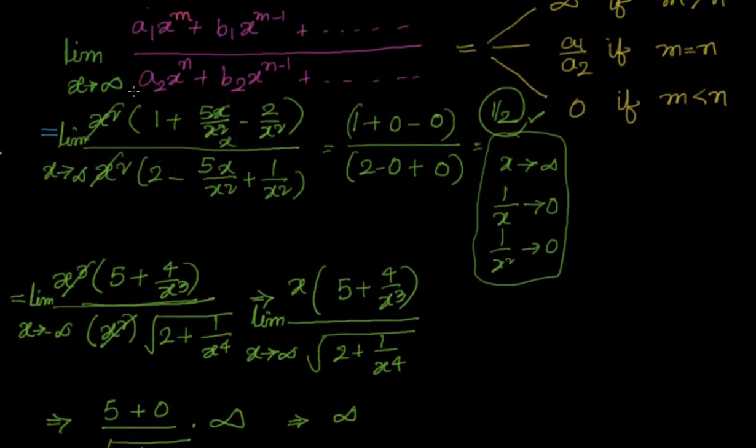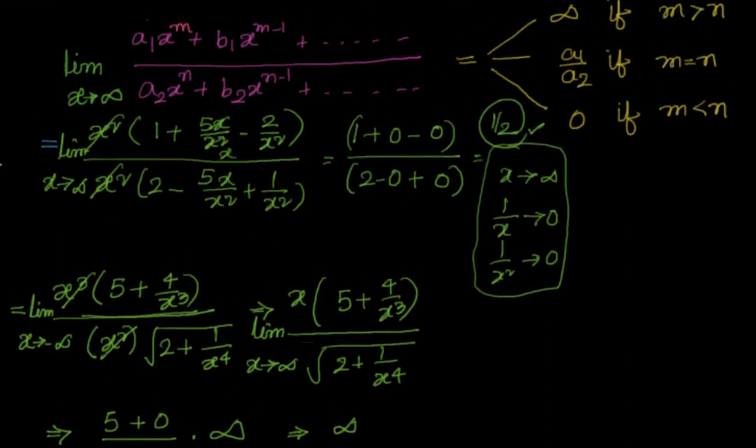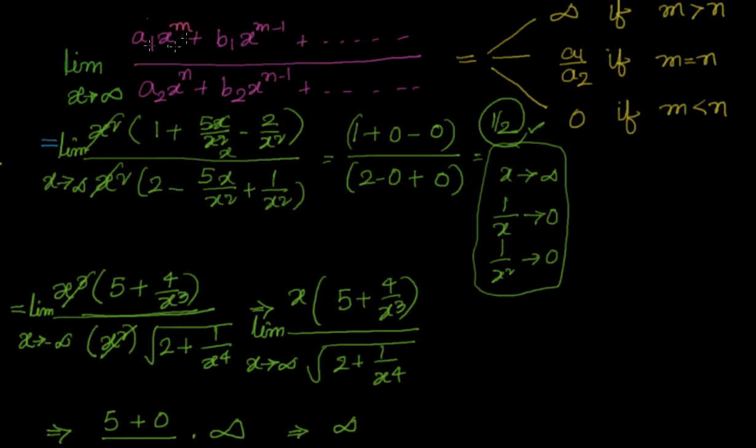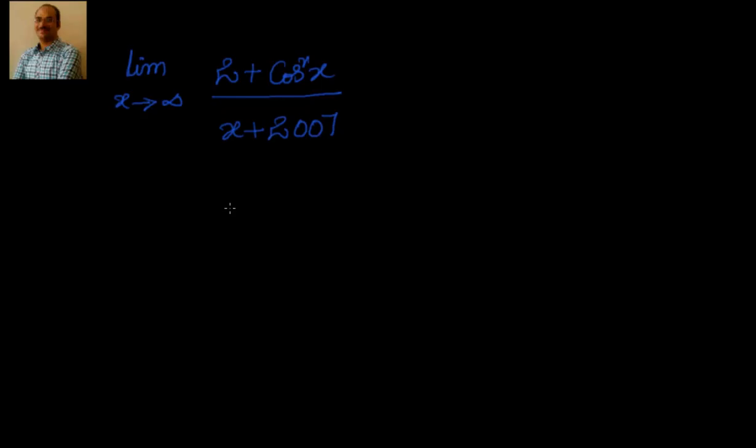Very simple topic. Any time you look at a limit where x is tending to infinity, see what is the highest power in numerator and highest power in denominator. If the numerator power is more than denominator, that is m is greater than n, then the value of the limit will be infinity. If both are equal, the value will be nothing but the ratio of their coefficients, or a1 by a2. If m is less than n, then the value will be equal to 0. We will solve one more interesting problem and wrap up this topic.